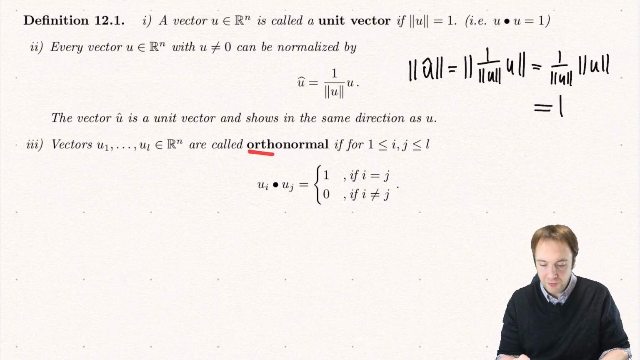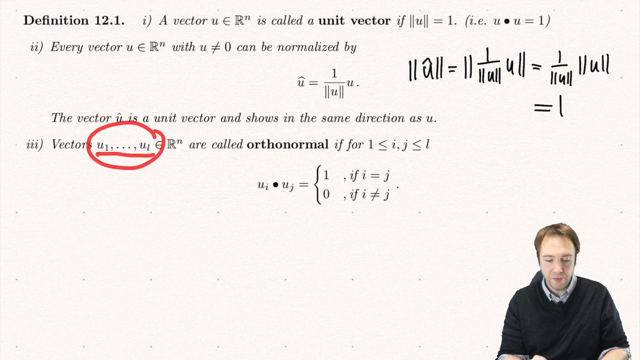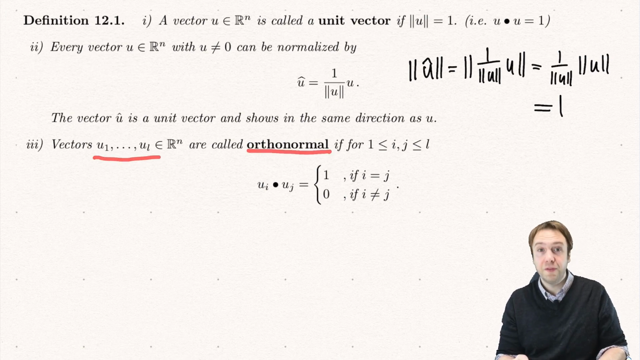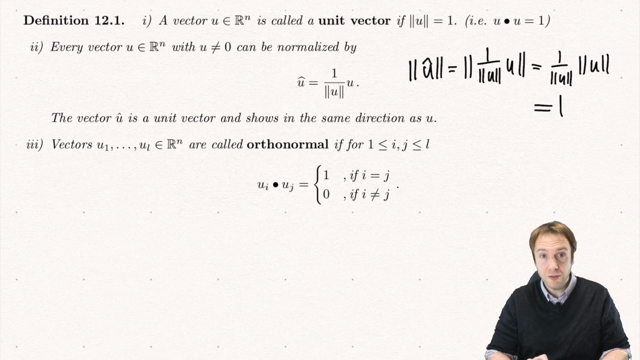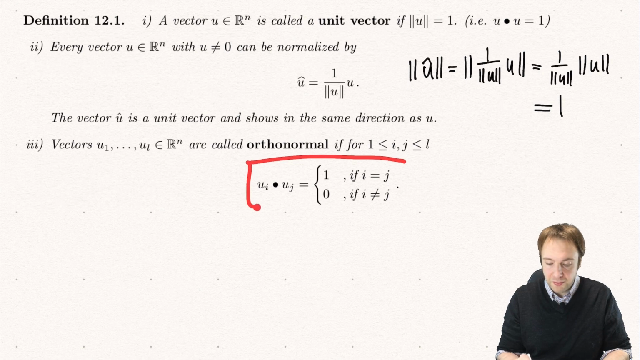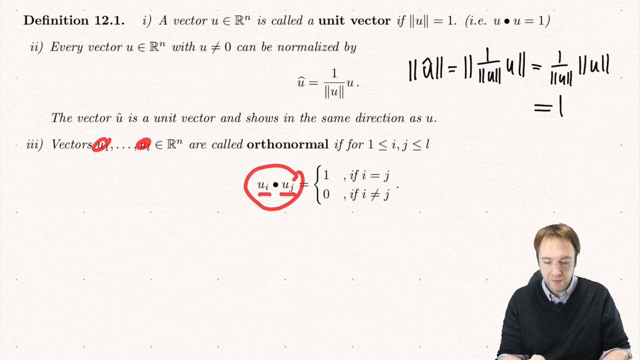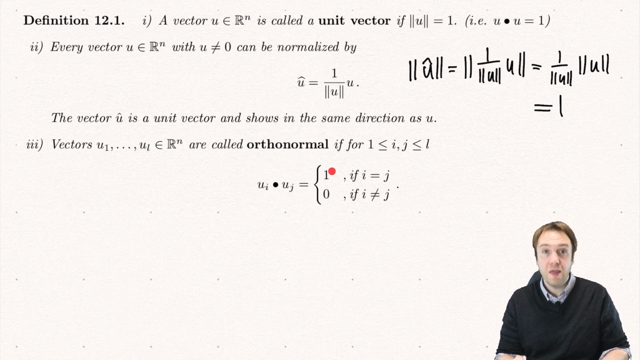So there are two ingredients in this word here, this ortho for orthogonal and this normal. So what this means is if I have vectors, let's say I have L vectors u1 up to ul, which are vectors in Rn, then these vectors are called orthonormal if they are pairwise orthogonal and all of them have norm 1. So this one can put into one formula stating that the dot product of ui with uj, so I take two of these and take the dot product, is either 1 or 0.